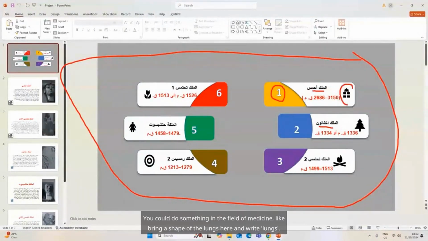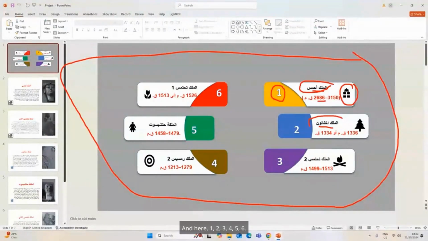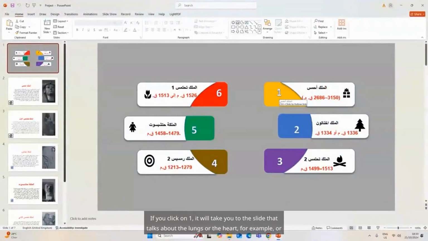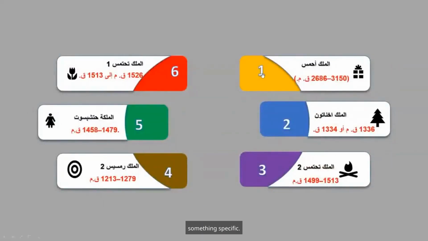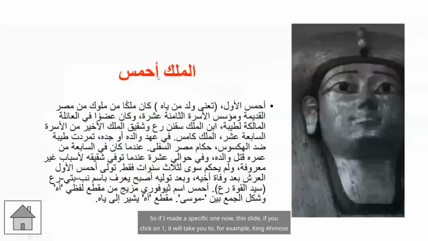You could do something in the field of medicine, like bring a shape of the lungs here and write lungs, and something specific like the heart, or whatever the idea was. And here, 1, 2, 3, 4, 5, 6. If you click on one, it will take you to the slide that talks about the lungs or the heart, for example, or something specific. So if I made a specific one now, this slide, if you click on one, it will take you to, for example, King Ahmose, or to the lung, or about the heart or anything.